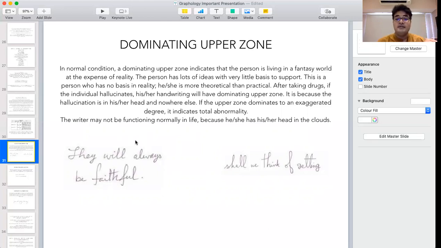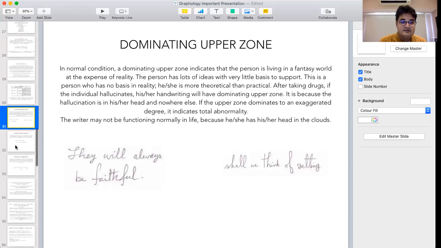If the upper zone dominates to an exaggerated degree, it indicates abnormality. The writer may not be functioning normally in life because he or she has his or her head in the clouds. Have a look over here. This is the dominating upper zone. If you carefully notice the F alphabet, the H alphabet over here, the L alphabet, the T alphabet, again the L alphabet, the F alphabet. This is the dominating upper zone of the handwriting.